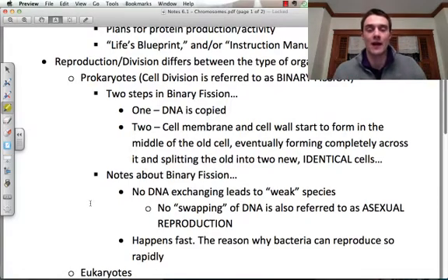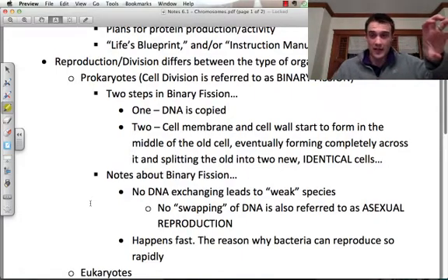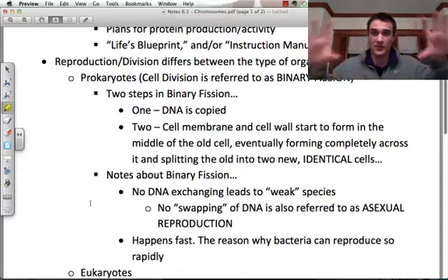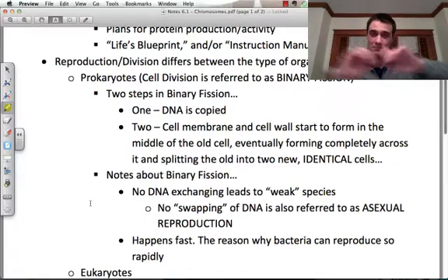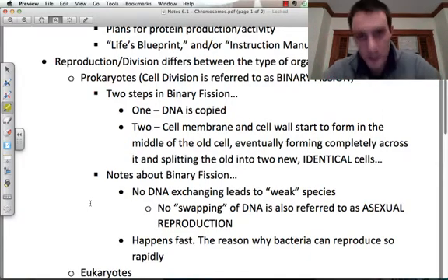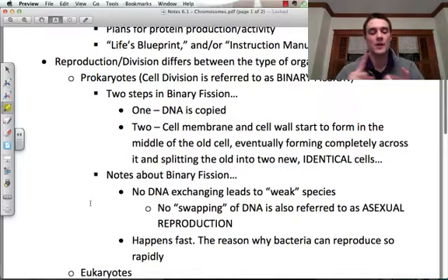The first one, you copy the DNA. You carry out DNA replication. So inside that little bacterium, DNA replication is taking place, and then bada bing, bada boom, cell wall, cell membrane form in the center. New DNA here, cell wall in the center, eventually forming completely, pinching off, two new cells. There you go. Now there's some positives and some negatives to binary fission.